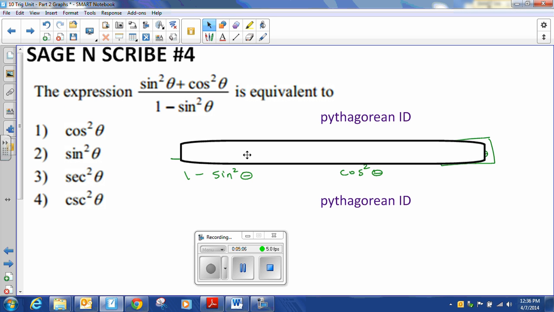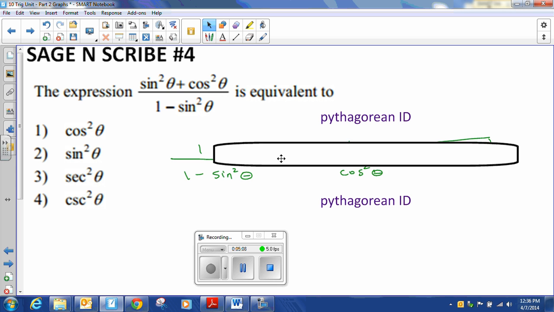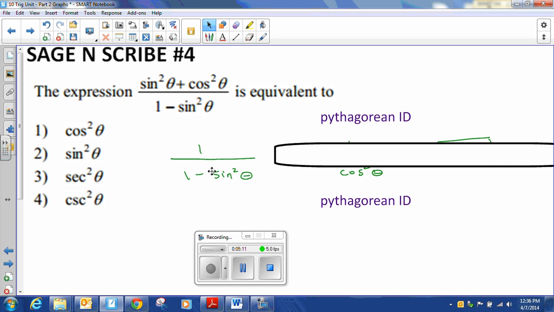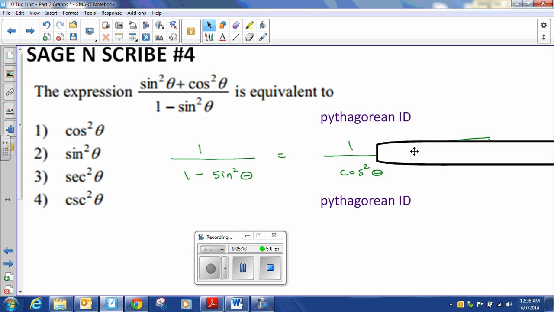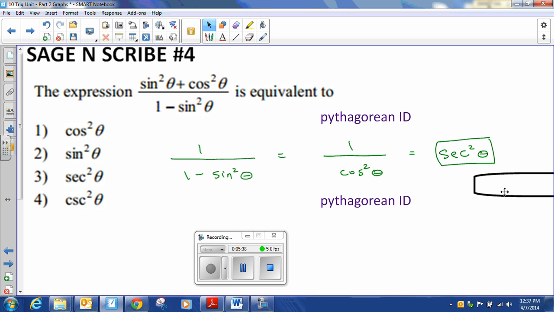Finally, number 4. You must recognize the Pythagorean identity in the numerator as 1. The denominator is 1 minus sine squared theta, which you should recognize as cosine squared theta, because if sine squared theta plus cosine squared theta equals 1, then if you subtract sine squared theta from both sides, you end up with 1 minus sine squared theta equals cosine squared theta. And then you apply the reciprocal identity and you end up with secant squared theta.